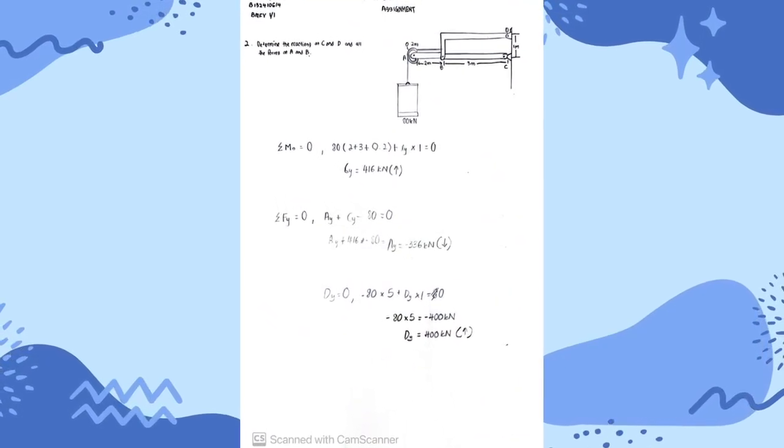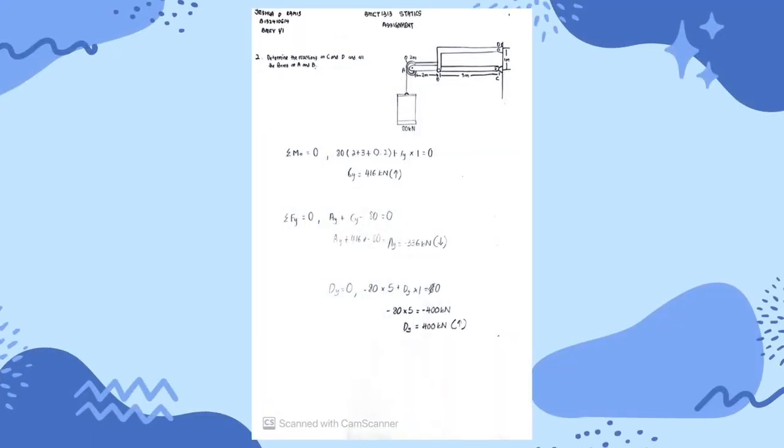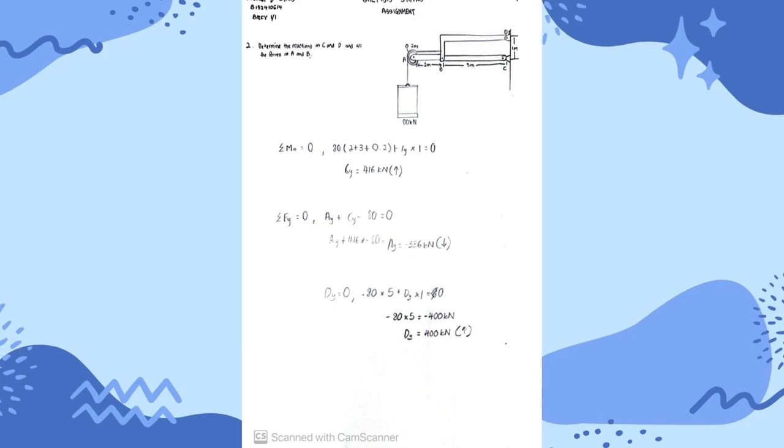Hello, my name is JESHUA de RAMIS. My matric number is B132410614 from BMKV section 11. Today I'm going to explain the question given to me, from the Bmkt1313 Statics Assignment Set 2 question 2. The question is asking: determine the reactions at C and D and all the forces at A and B.